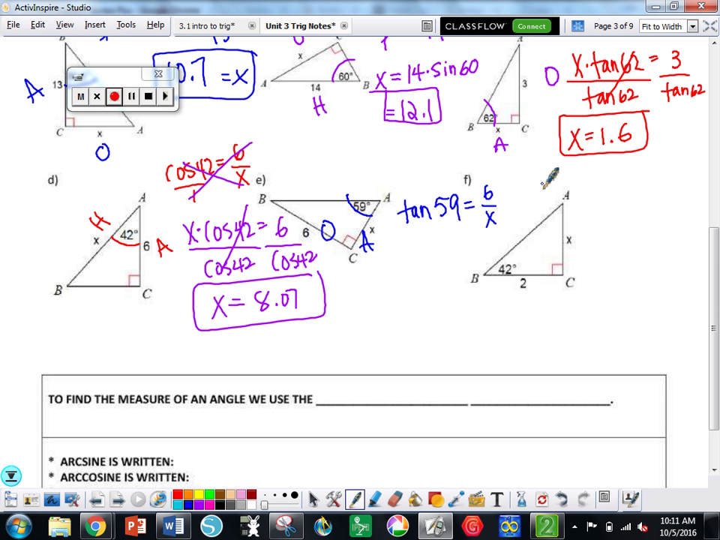You have x on the bottom. Again, make it into a proportion because all of the ratios are proportional. 6 equals x tangent 59. Now what?